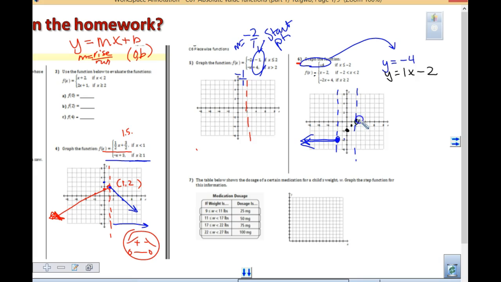This is an open circle here. Why? Because it's less than 2. And now I'm going to go down 1, and this is a closed circle. So I'm going to have this line in between those 2 points. Now I go to the last one.